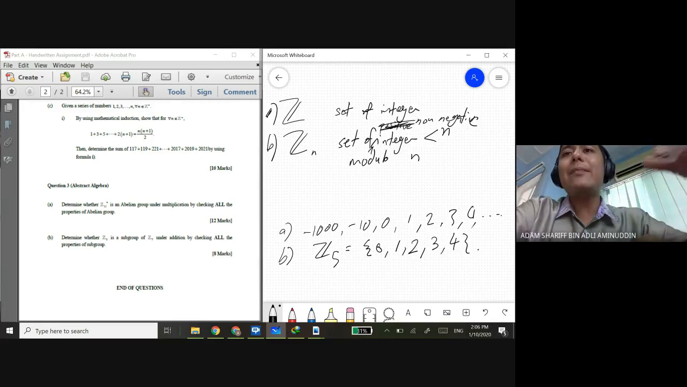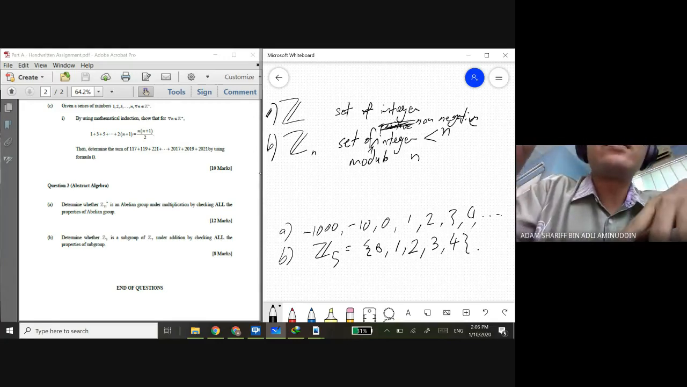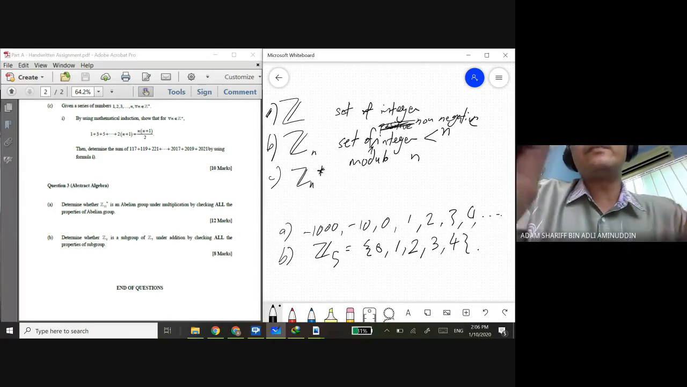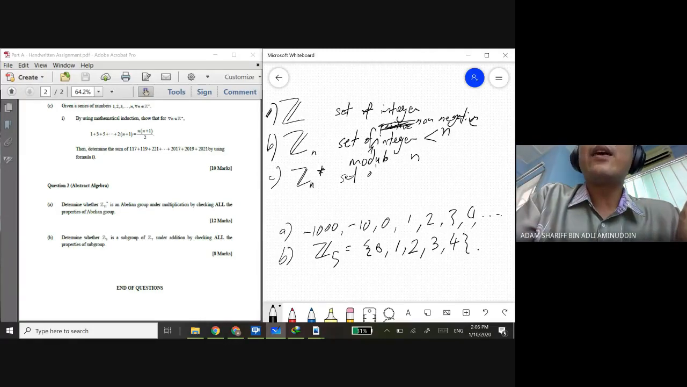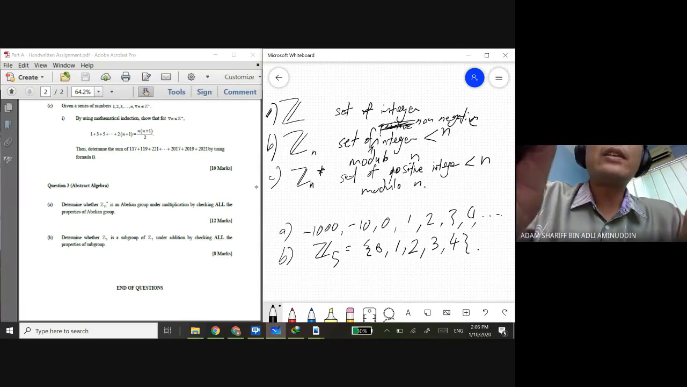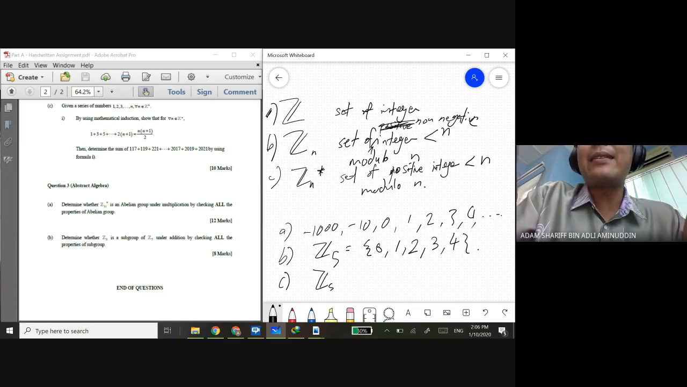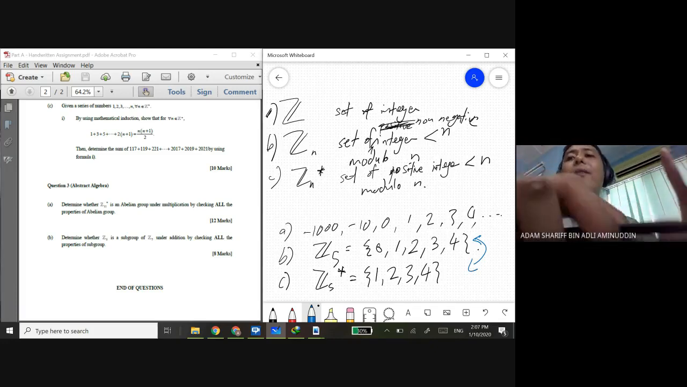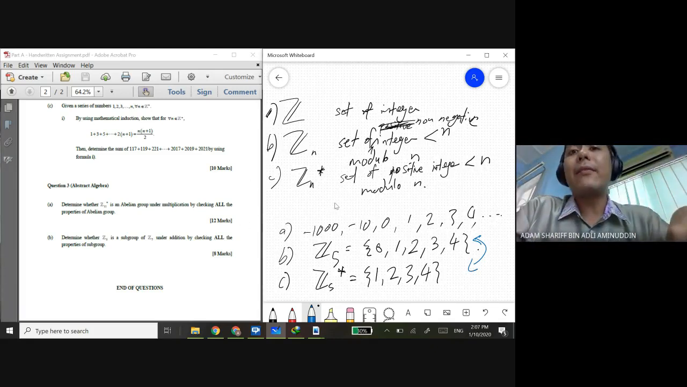And then when you do the Cayley table, you will take the modulo n. This is in the video but I want to clarify. Zn star is a set of positive integers less than n, then you modulo n. So the difference between B and C is that you just do not include 0. You just don't have 0. That is the difference between Z5 and Z5 star.